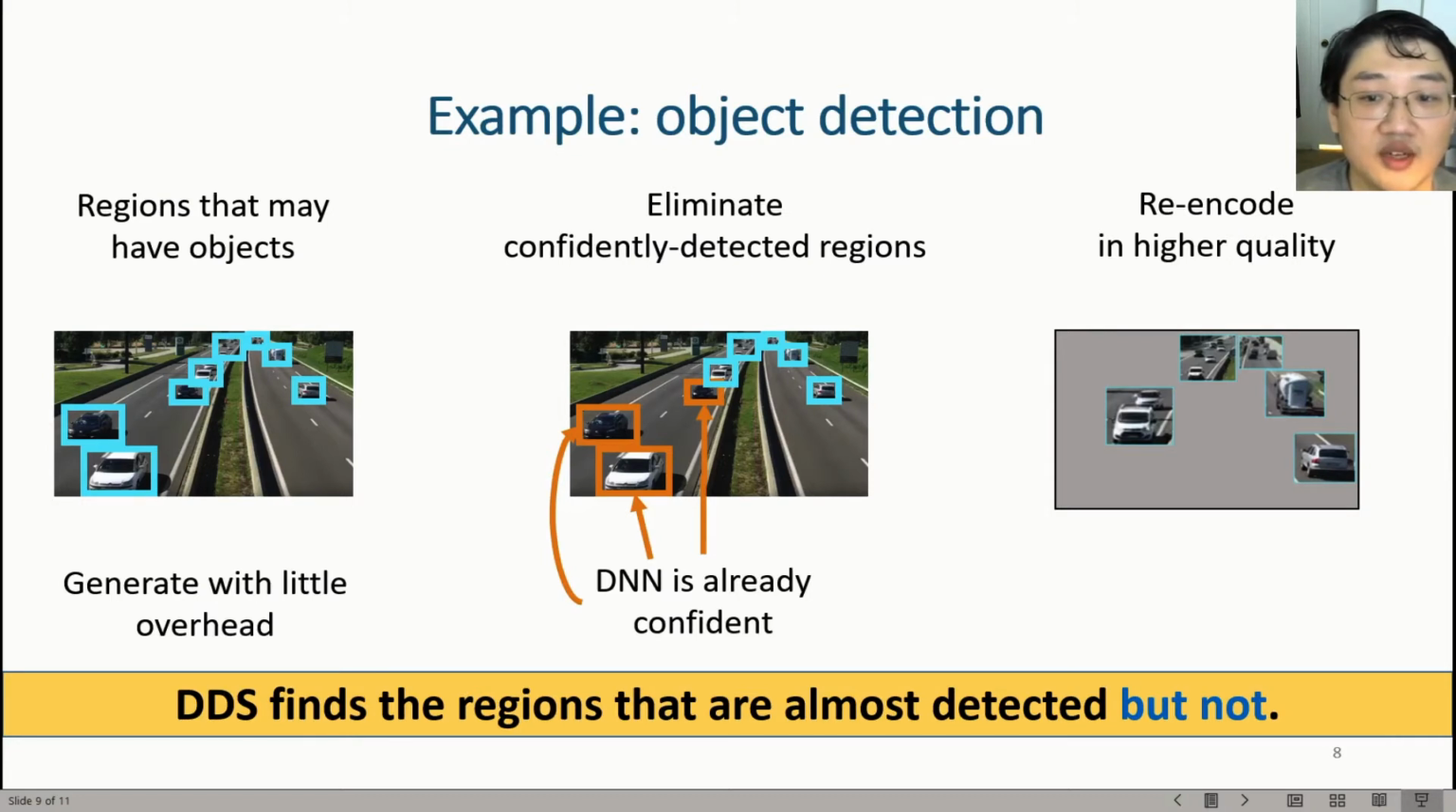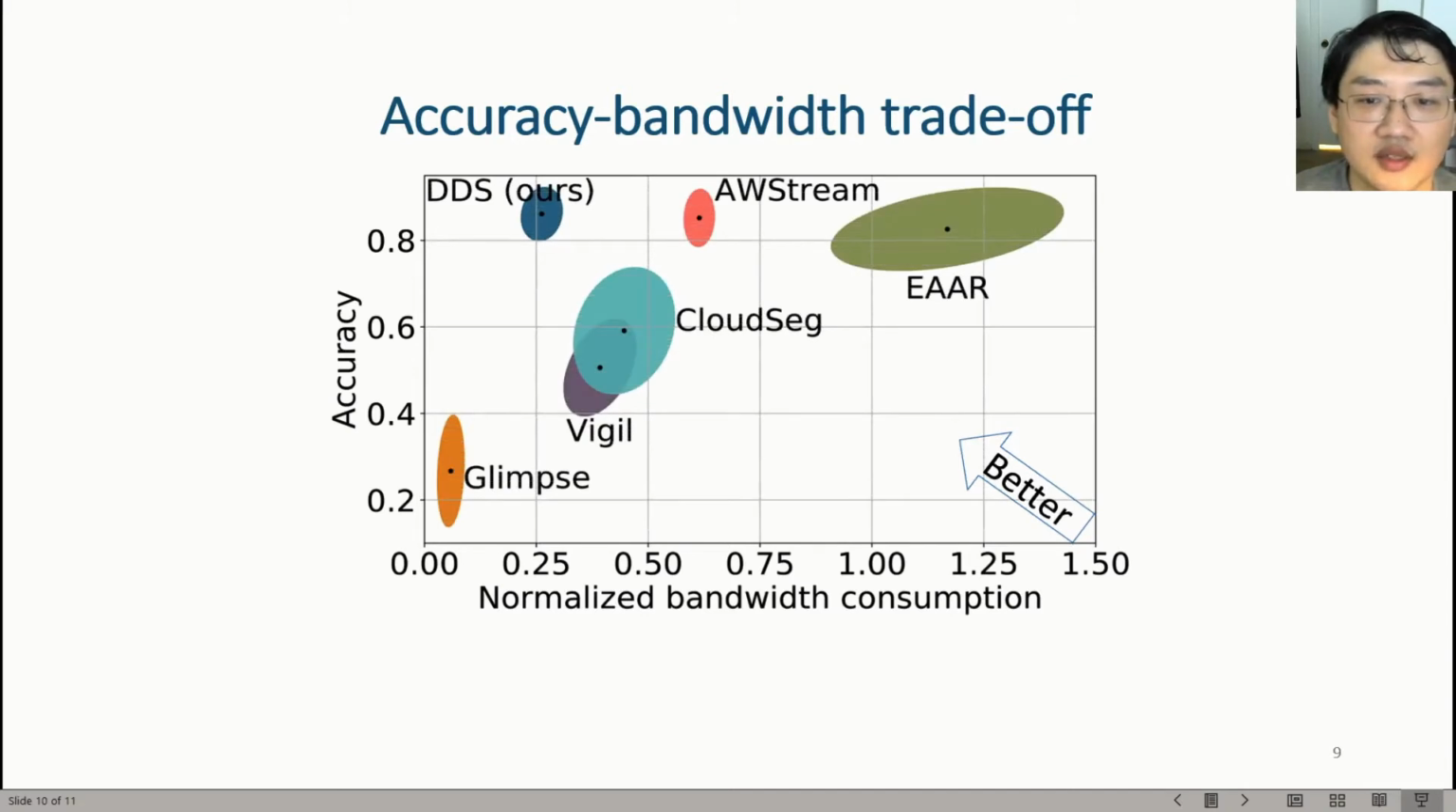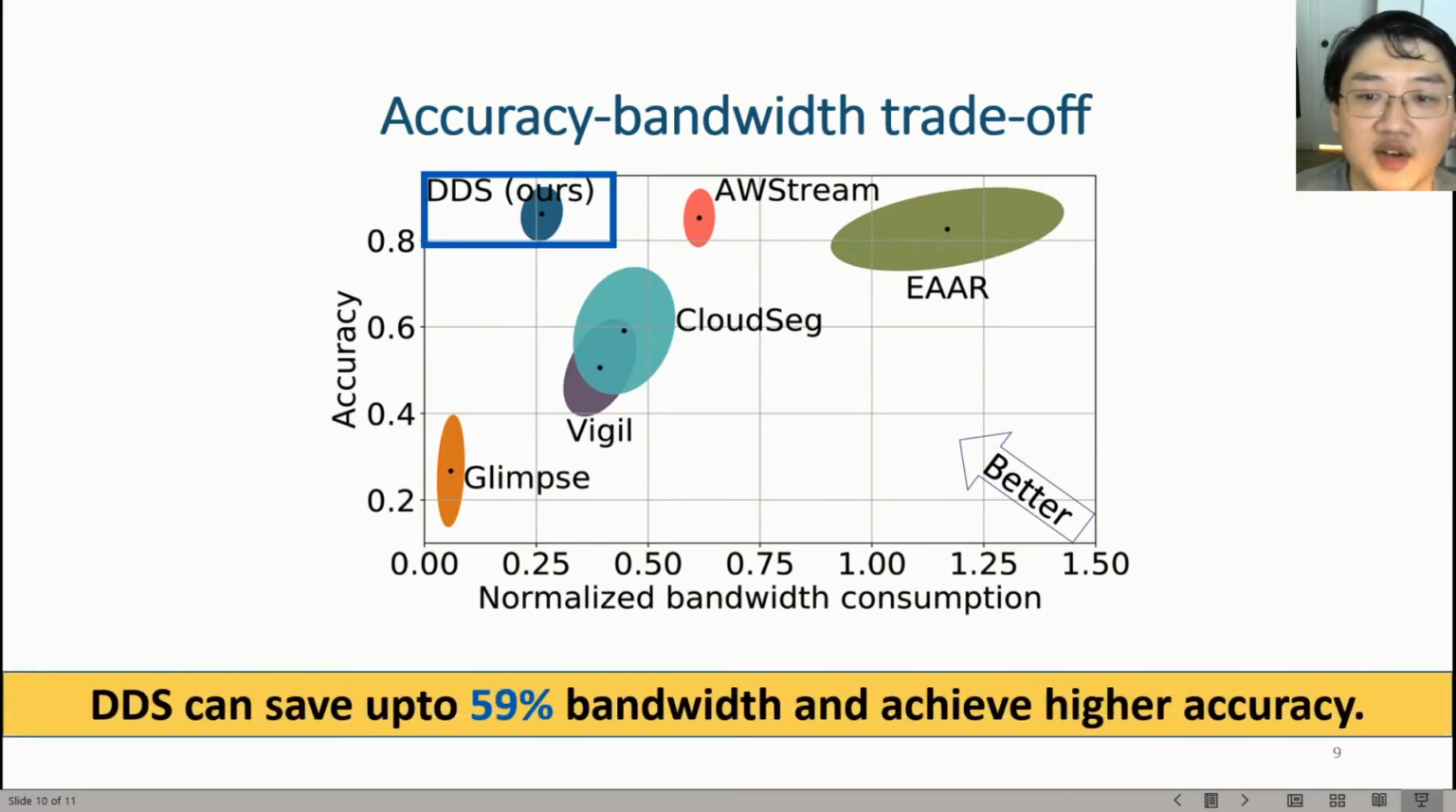After introducing the technical details of DDS, let's take a look at experimental results. We demonstrate that DDS is able to hit a better bandwidth accuracy trade-off. In this figure, the x-axis is a normalized bandwidth consumption, the y-axis is the accuracy. So the top left direction is the better direction. These ellipses show the standard deviation of DDS and the baselines. From these ellipses, we can see that DDS outperforms the baselines. Quantitatively, DDS can save up to 59% bandwidth as well as achieve higher accuracy.